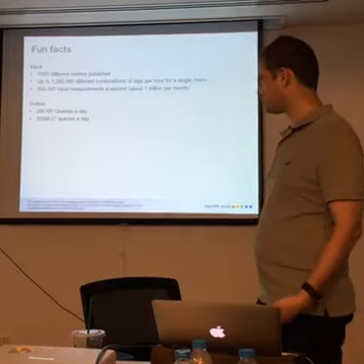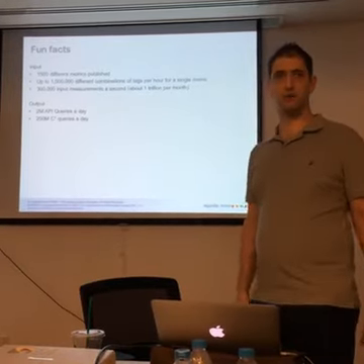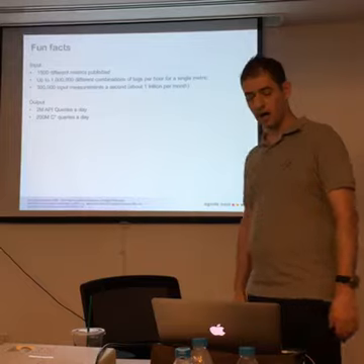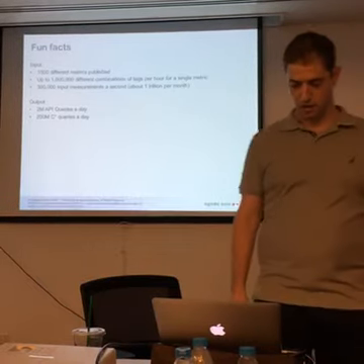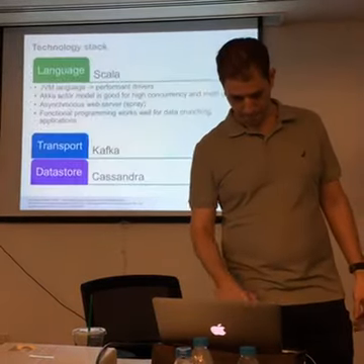And the output is about 2 million queries a day to the API, which translates to 200 million Cassandra queries. I'll talk about Cassandra in a second, how we use it.